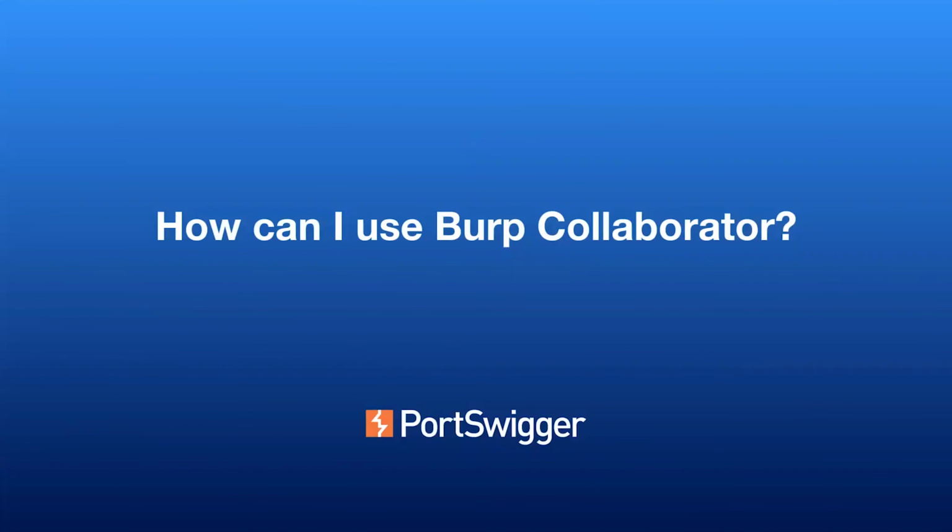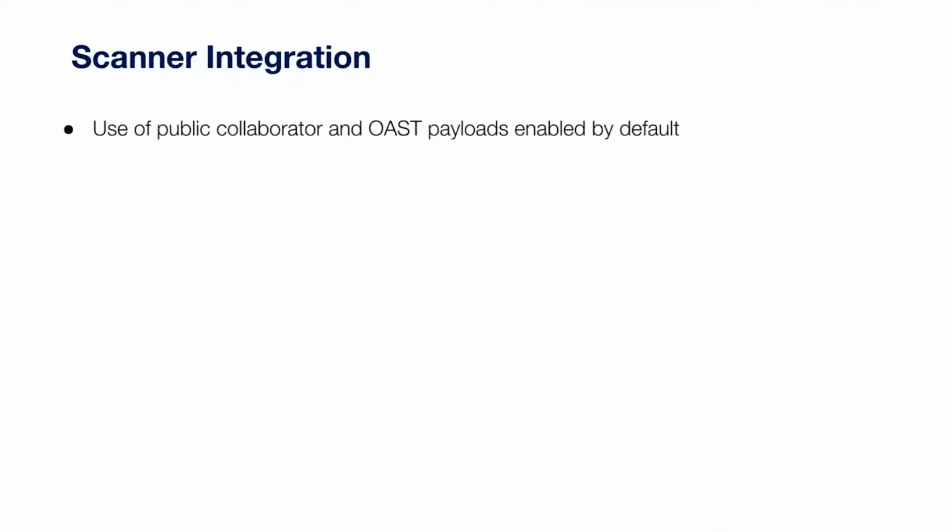Okay, so hopefully this all sounds great, and you're thinking, how can I use Burp Collaborator? Well, the answer is, if you're an existing Pro or Enterprise user, then you almost certainly already are using the collaborator. That's because by default, the collaborator is used heavily by the scanner, and by default, both the OAST payloads are enabled. Obviously you can configure this. The scanner is highly configurable, so you can switch off the OAST payloads if you need to. The scanner also uses the public collaborator by default.